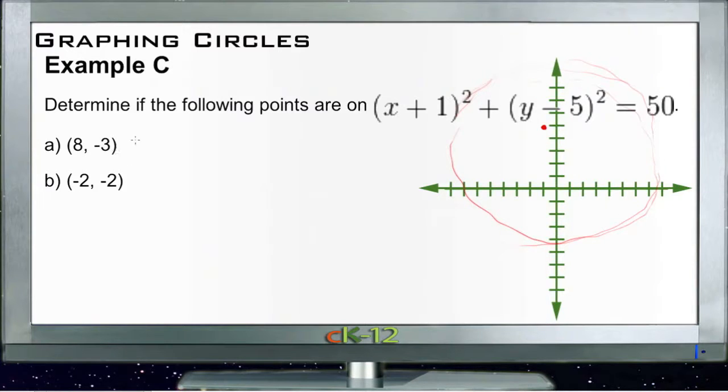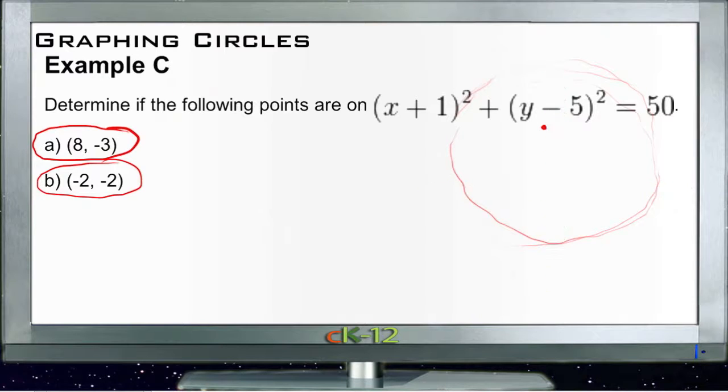So what we're looking for then is to see if these 2 points, (8, negative 3) and (negative 2, negative 2), are actually on that circle. So we'll just take our 2 values and put them into our equation, and then we can solve to see if those points are mathematically on that circle. Using our equation here, we'll put 8 in for x and negative 3 in for y.